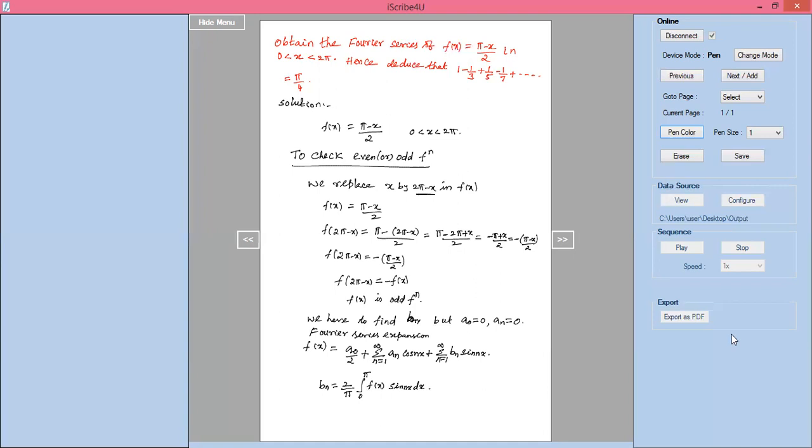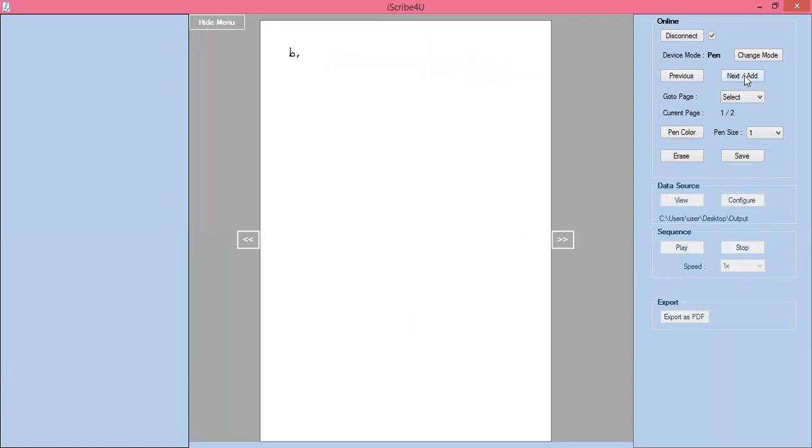Now I'll write bn equals 2 by pi into the integration from 0 to pi of (pi minus x) divided by 2 into sin nx dx. Here I will take the 1 by 2 out, so 1 by 2 times the integration from 0 to pi of (pi minus x) sin nx dx. This pi minus x I'll take as u, and sin nx dx should be dv.